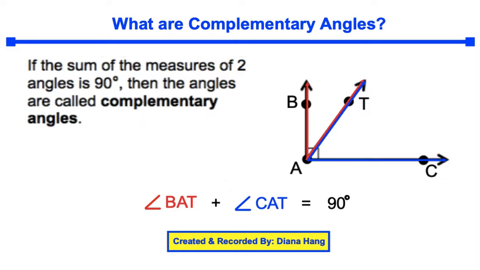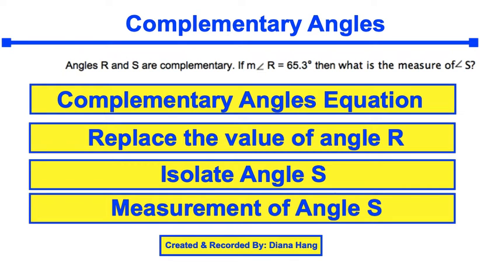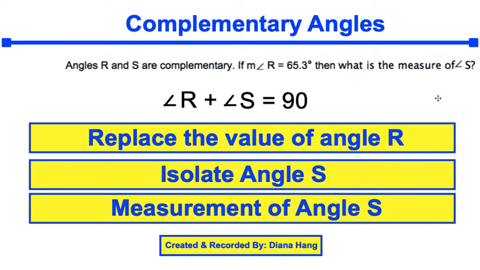Now let's take a look at an example. In this prompt, I know that angle R and angle S are complementary. The prompt provides us the exact measurement of angle R, so I need to find out what the measurement of angle S is. In order to solve this question, we need to set up an equation. Angle R plus angle S will be equal to 90 degrees because the prompt says the angles are complementary.